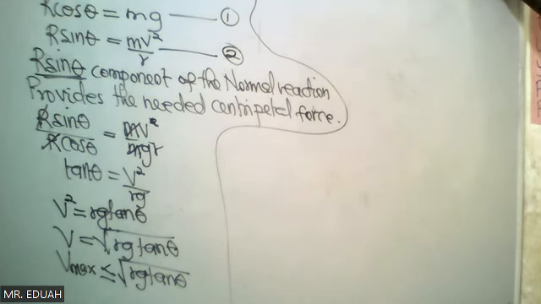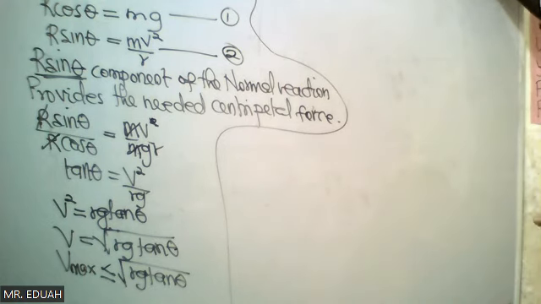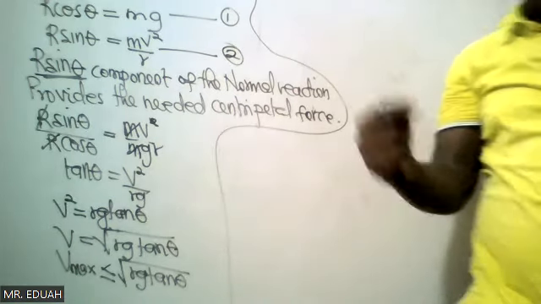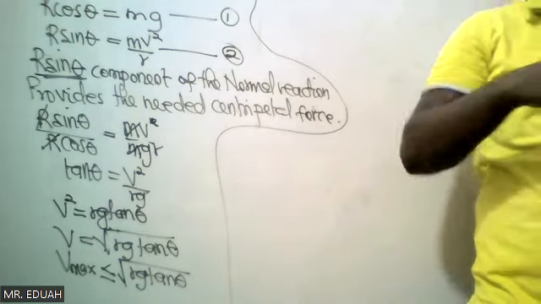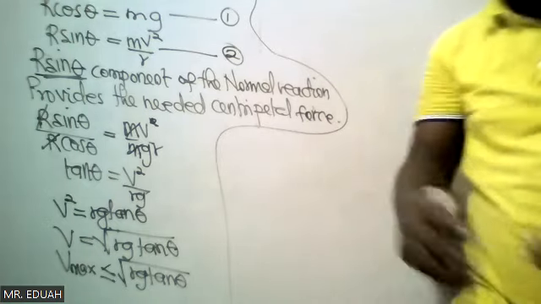And so the surface of the road is always intact. When the road is banked, the R sine theta component will still be there. And because the surface is still rough, there will be frictional force. So in a situation like this, we'll have both friction and the R sine theta component providing the centripetal force.